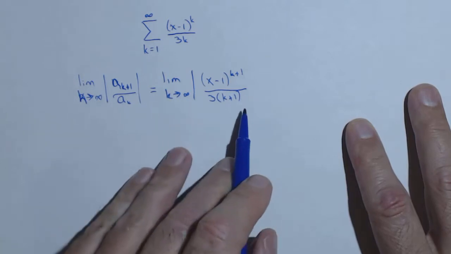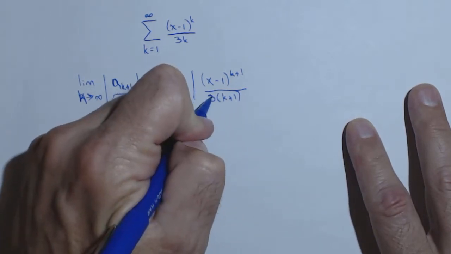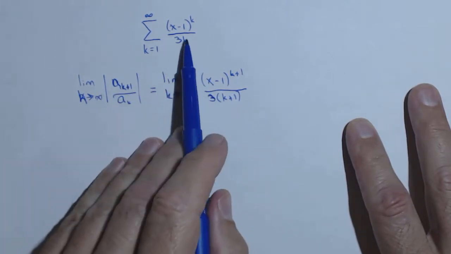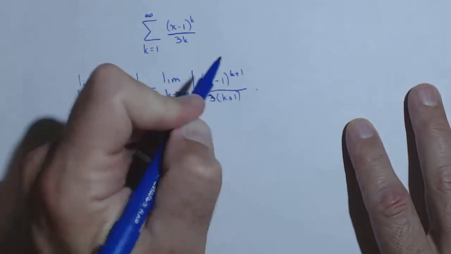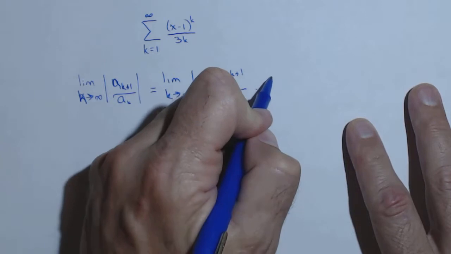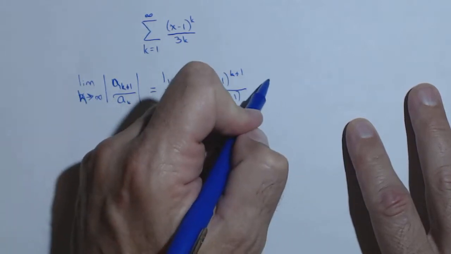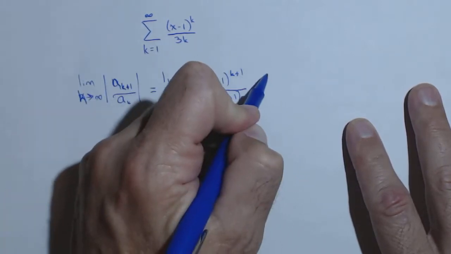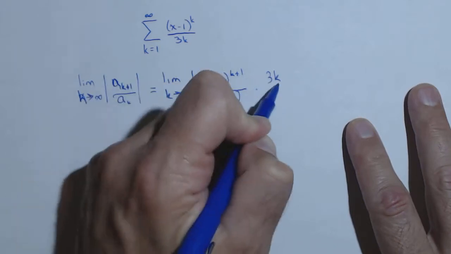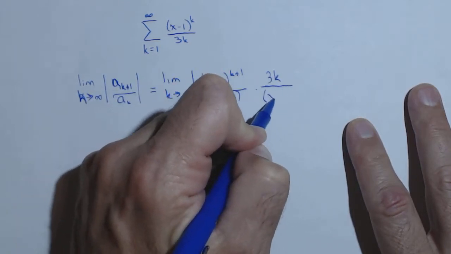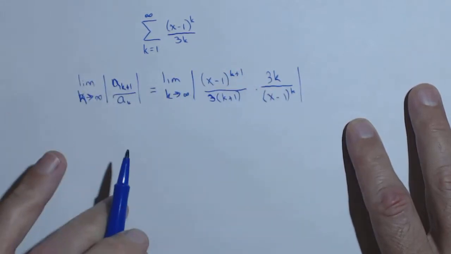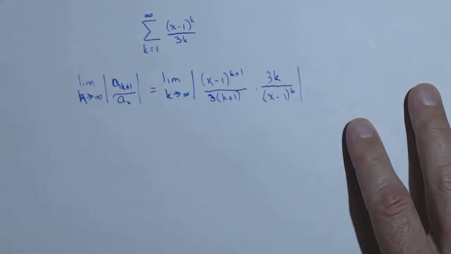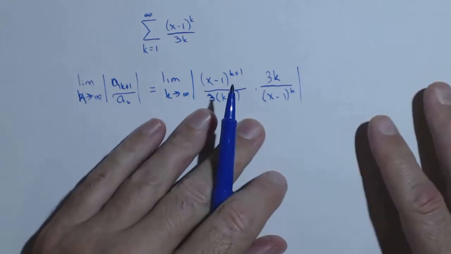Putting that k plus 1 in parentheses is important because a lot of times people will write it as just 3k plus 1 at the end. That 3 needs to be distributed. And I'm just going to multiply by the reciprocal of a sub k, which is 3k over (x minus 1) to the k. We have our limit set up. The rest is just some simplification and some algebra.